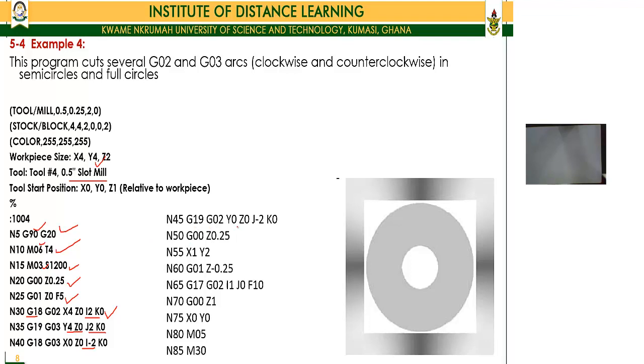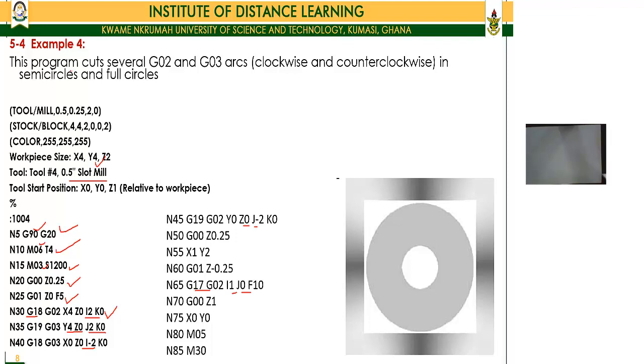Then we come back to the XZ plane again, and then you have a J and a K, and then we move to the G19 again, the YZ plane, and you have a Z and then a J and a K. Then you come back, and I just want to show you, come to the G17 plane, and then you have a G02 which is showing an I and a J, which is the XY plane.